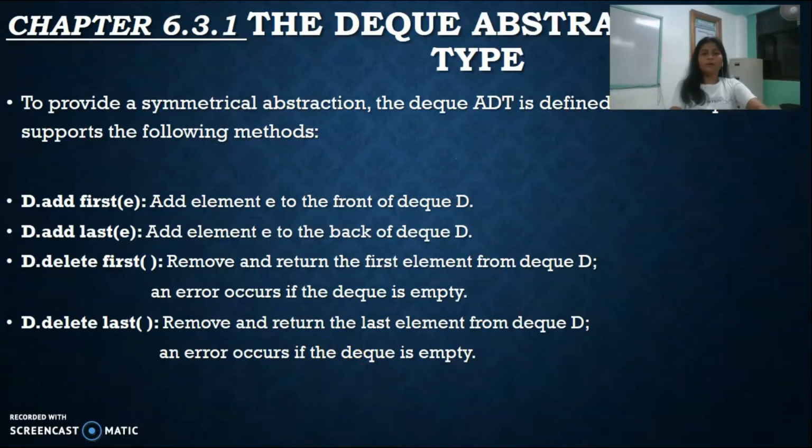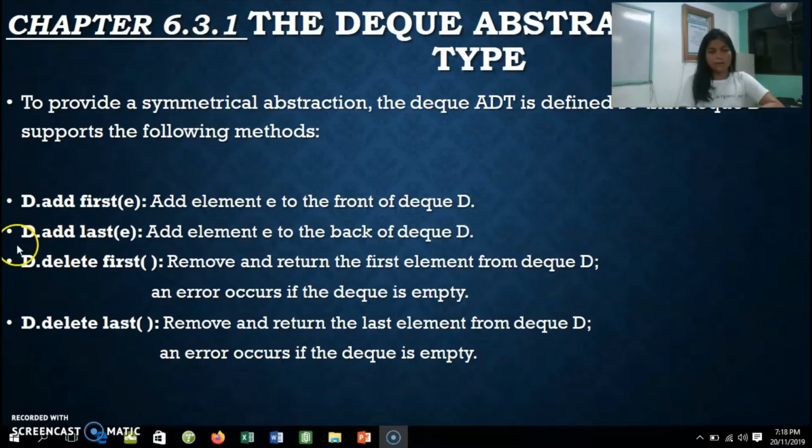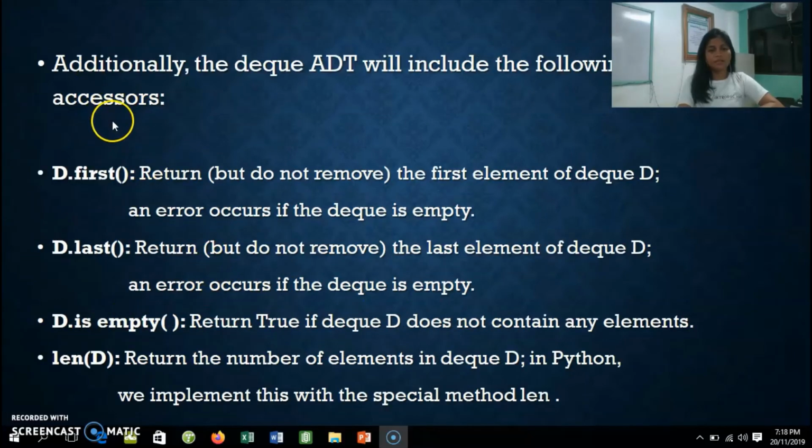Chapter 6.3.1, the deque abstract data type. To provide a symmetrical abstraction, the deque ADT is defined so that deque D supports the following methods: D.add_first, D.add_last, D.delete_first, and D.delete_last. Additionally, the deque ADT will include the following accessors: D.first, D.last, D.is_empty, and len(D).